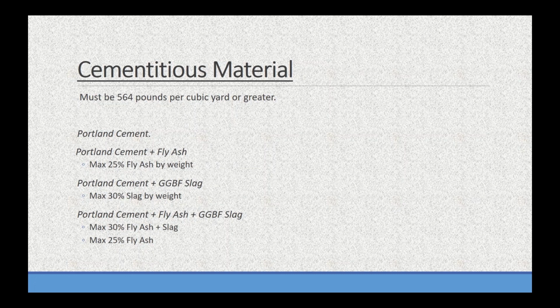If you do that, the maximum amount of fly ash you can have per weight is 25%. You can have cement and slag, and your slag needs to be a maximum of 30%. The rest needs to be Portland cement. Or you can have all 3. You can have cement, fly ash, and slag. And if you have all 3, you're looking at a maximum of 30% fly ash plus the slag, and then of that, a maximum of 25% fly ash.